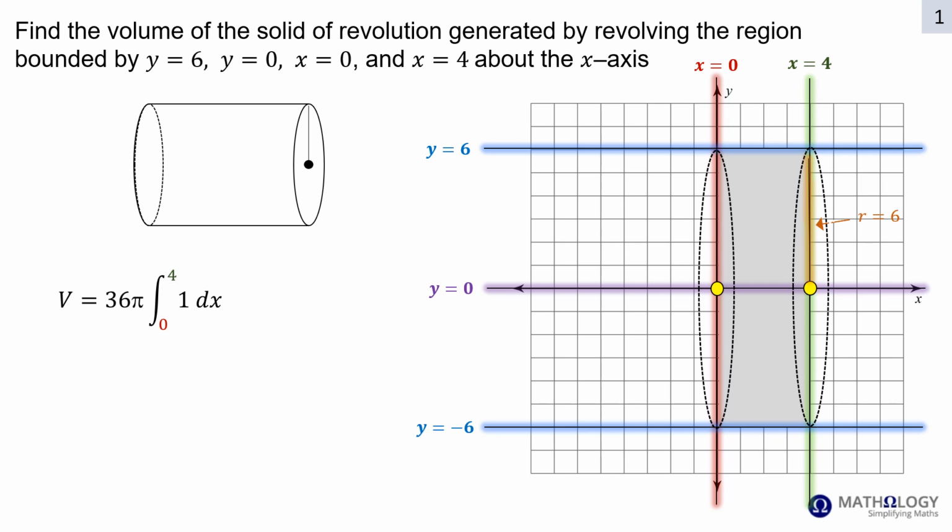All we have to do now is just evaluate the integral, which gives a volume for the cylinder of 144 pi units cubed.